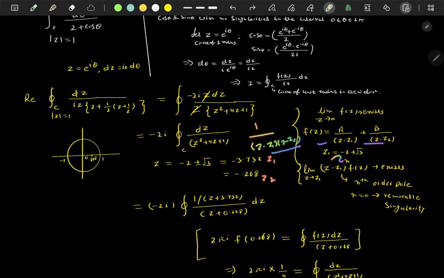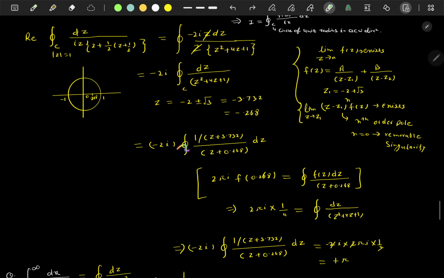Simply solve it and get the value of the limit z tends to z1 and the limit z tends to z2. Now if this limit exists, then we will say it is an nth order pole, and if n is 0, then we can say it is a removable singularity. We have studied it earlier. What is happening here? If the limit z tends to z1 of (z minus z1) raised to n times f(z) exists, then it is an nth order pole. Otherwise, if n is 0, then it is a removable singularity.